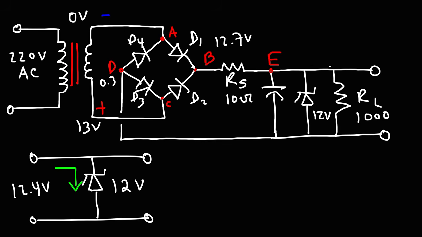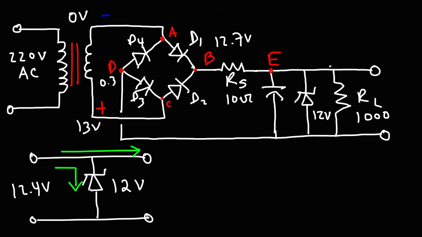When the voltage drops below 12, the zener diode will no longer draw any more current away from it. So it's going to draw enough current to bring down the voltage from 12.4 to 12, and the remaining current will flow to the output. And so that's how the zener diode works as a voltage regulator. It brings down the voltage to a certain point. And this is in an ideal situation.